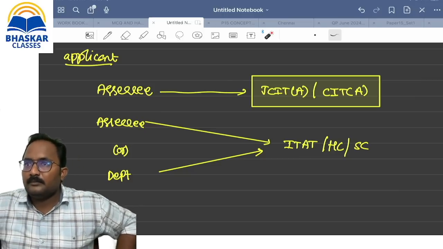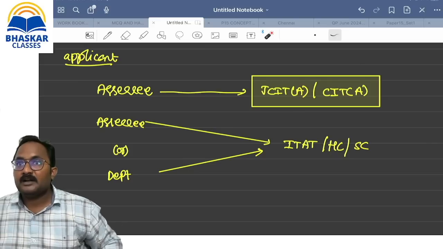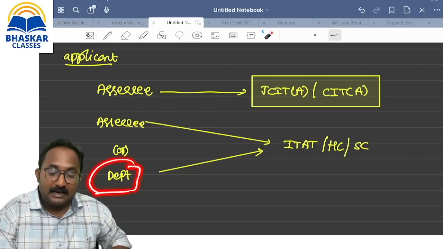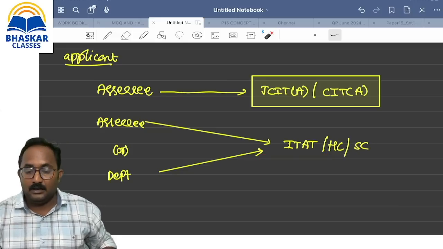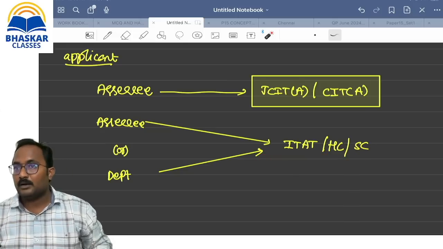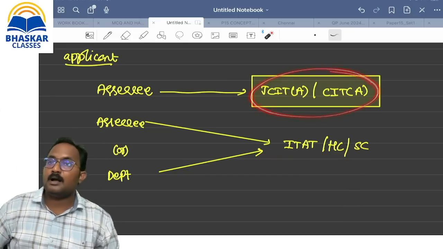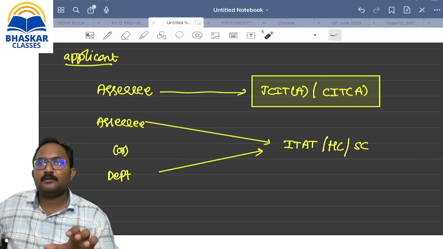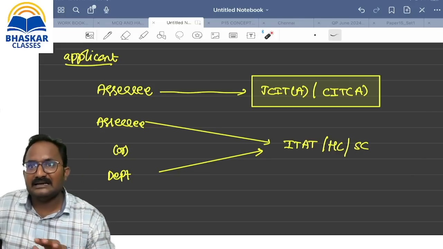Are you understood, right? So now they have given the MCQ. The department can be an applicant before only whom? ITAT, High Court or Supreme Court. The department cannot appeal to whom? JCIT, CIT appeals. Clear? I am giving the overview of the chapter. I have not started any discussion.